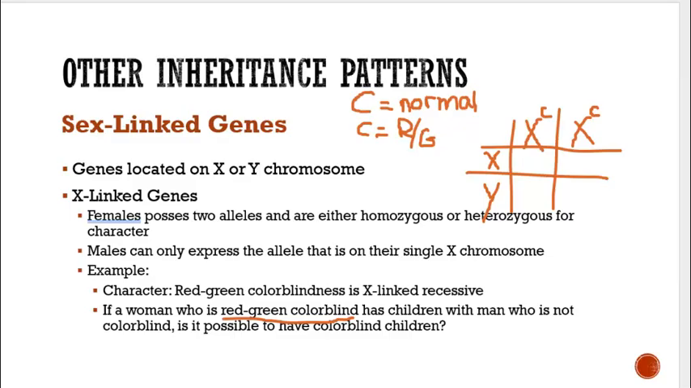So with a man who is not colorblind, he has normal vision, we're going to write the big C. I wonder, maybe I can use a different color here. Big C. Make that big so it's a little easier to tell. Then we fill in our Punnett square.